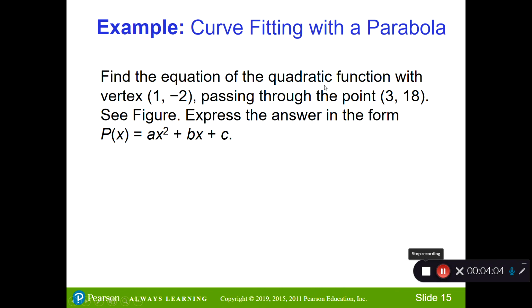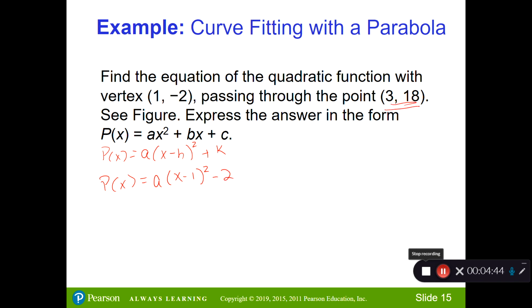All right, let's find the equation of the quadratic function with a vertex at 1, negative 2, passing through the point 3, 18. All right, so my vertex is at 1, negative 2. Now remember, the vertex form of a parabola is a times x minus h squared plus k. So this is the h, the 1, and the k is the negative 2. So I know my equation looks like p of x equals a times x minus 1 squared minus 2.